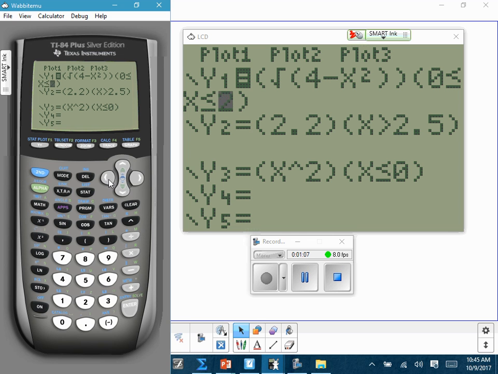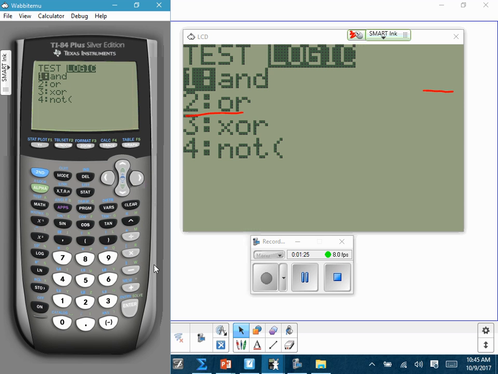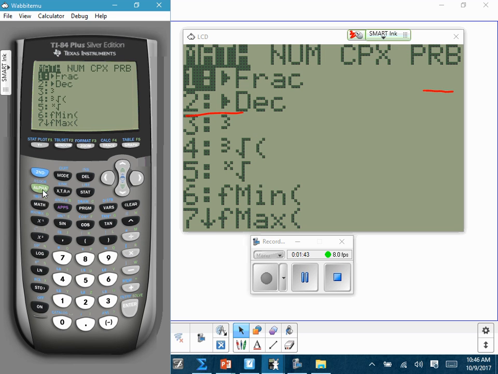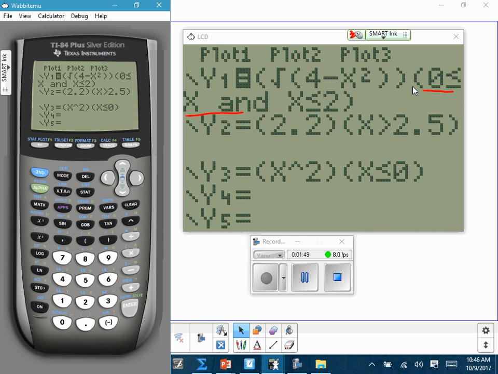After class, I sat and thought about it and realized that there are two different ways that we can write this. Remember, this is an and statement: 0 is less than or equal to x, and x is less than or equal to 2. So if we hit second, math, go over to logic, click and. Now what we've got here is 0 is less than or equal to x, and now I want to say x is less than or equal to 2.